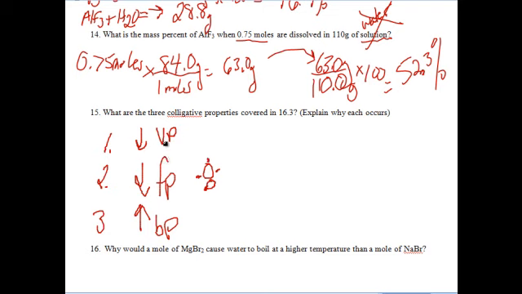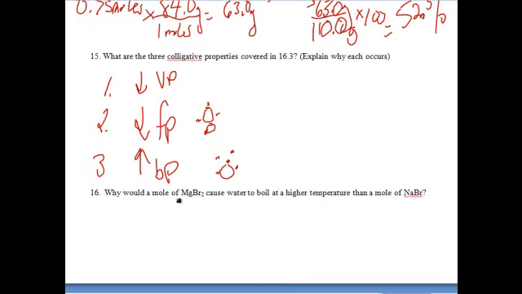If your vapor pressure is lower, or if these particles are more excited about bonding with the solute particles than escaping, then we have to add more energy to get them to finally hit that point at which they're going to escape. And the last one, why would a mole of MgBr2 cause water to boil at a higher temp than a mole of just NaBr?